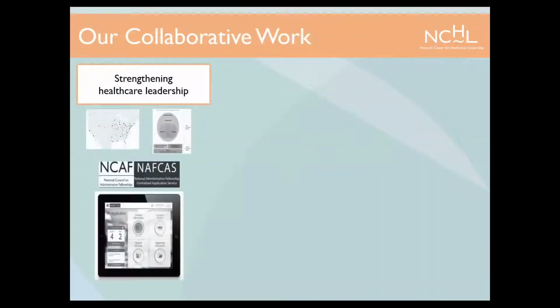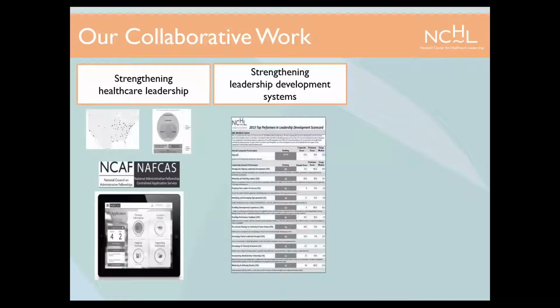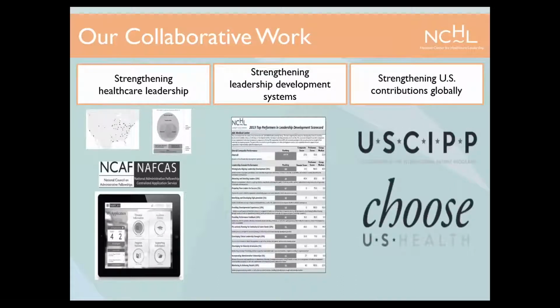So how do we do all of this? Well, at the National Center for Healthcare Leadership, we work on strengthening healthcare leadership. This is done through our competency model in addition to collaboratives like the National Council on Administrative Fellowship. We also look to strengthen our leadership development systems, which, as I mentioned before, is done through our Best Organizations for Leadership Development initiative. And we also work on strengthening U.S. contributions globally through our U.S. Cooperative for International Patient Program. And overall, we're really just looking to give back to the field and strengthen the science around management and leadership research.